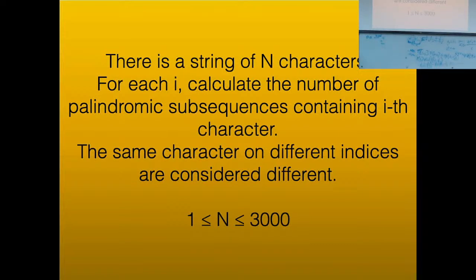And of course you multiply something, right? For each i, calculate the number of palindromic subsequences containing the ith character. Yeah, that's the question. And n is 3000.